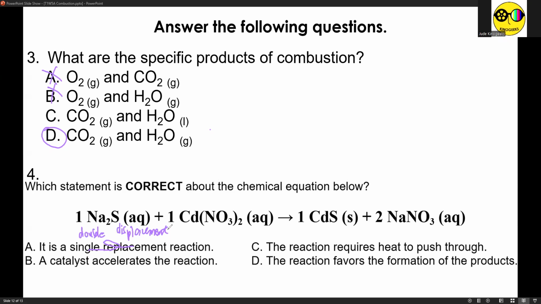Letter B, a catalyst accelerates the reaction. There are no catalysts present at the top of the arrow. Therefore, no catalyst accelerates the reaction, making the statement for letter B also incorrect. Letter C, the reaction requires heat to push through. You don't see any triangle at all. So the reaction does not require heat to push through. Leaving D, the only correct statement: the reaction favors the formation of the products because, as you can see, the arrow is pointing to the right where the products are located.